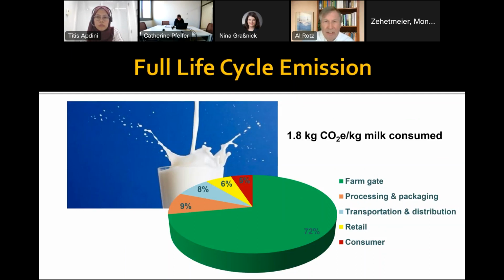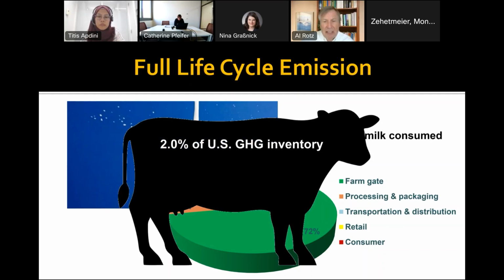We take this to the full life cycle now, going through processing and consumption by the consumer, waste treatment, and so forth. The number is a little larger, particularly when we're now looking at it per kilogram of milk consumed. The number is 1.8 kilograms of CO2 equivalent per kilogram of milk consumed. And you can see here in the green, about 3/4 of this is from what occurs on the farm, and the rest is somewhat equally distributed between processing, transportation, retail, and the consumer. If we compare this to the national GHG inventory, it's about 2%.